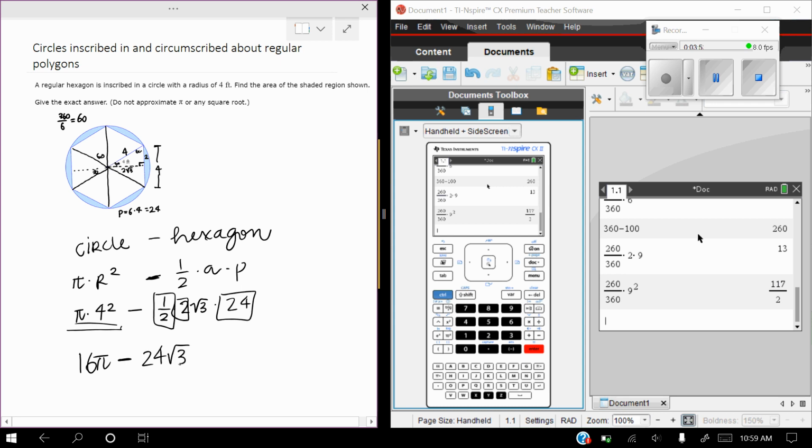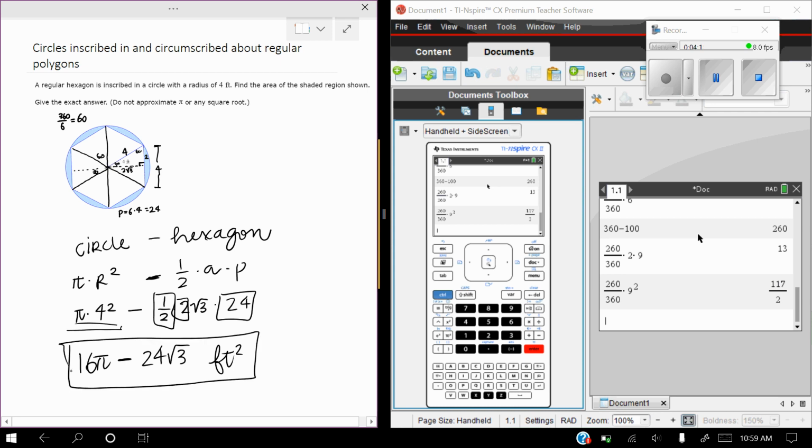And that doesn't look like a real answer, but that is the answer that they want you to type in. 16 pi minus 24 root 3, and then we're finding area, and so we're going to go feet squared is our units for area. And that's your final answer.